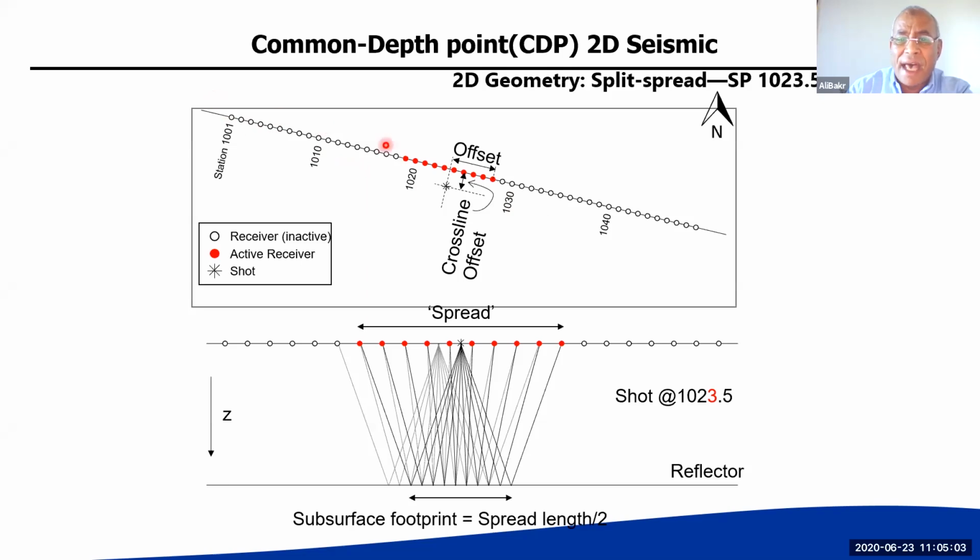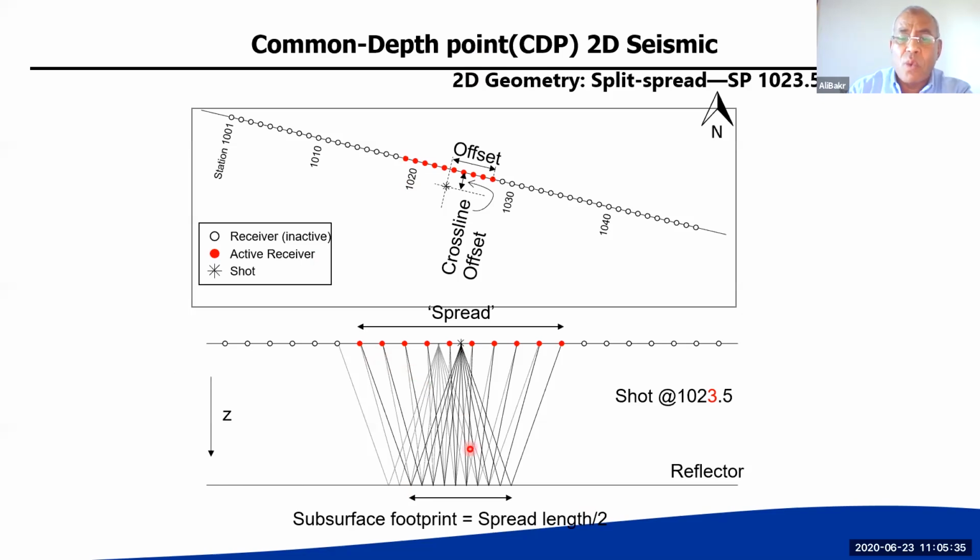This means that in the case of 2D, you have a line laid out on the map view and the cross section on the subsurface. The shot point usually lies on the same trend as the receivers. So the source and receivers are put on the same cross section. So this is the Z and this is the X or Y. It's a kind of 2D. That's why you call it a 2D.